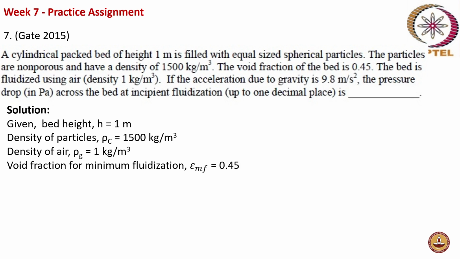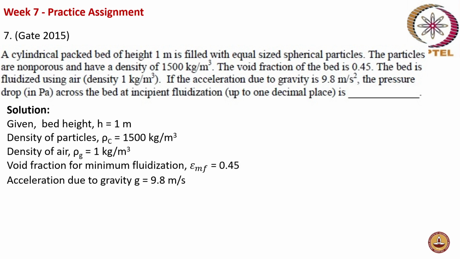And also, we have made an assumption that the void fraction of the initially packed fixed bed, because they have given the void fraction of the bed is 0.45, does not change when there is a minimum fluidization. So the void fraction of the fixed bed is equivalent to that of the bed at minimum fluidization, and that is why we have written that void fraction at minimum fluidization is 0.45. And they have also given acceleration due to gravity g is equal to 9.8 meter per second.